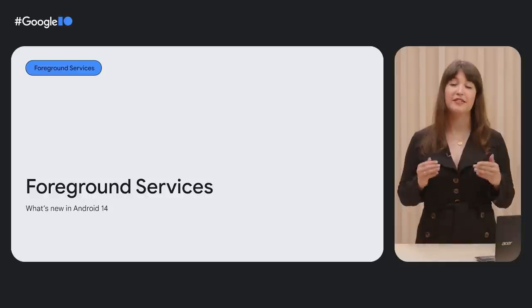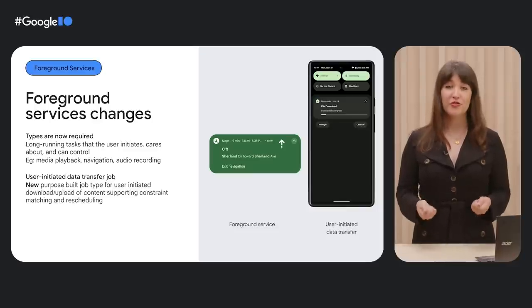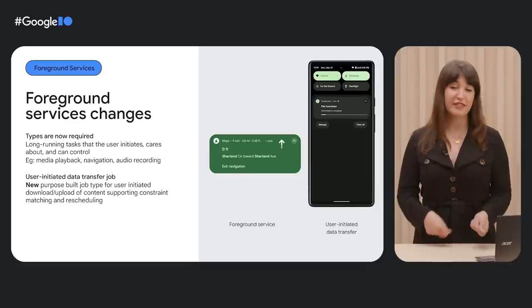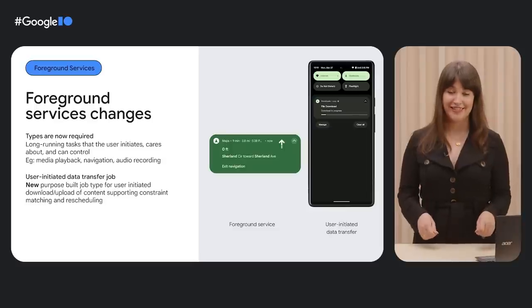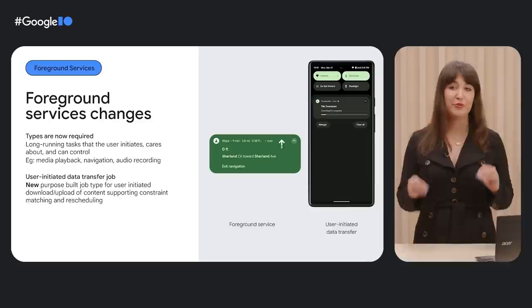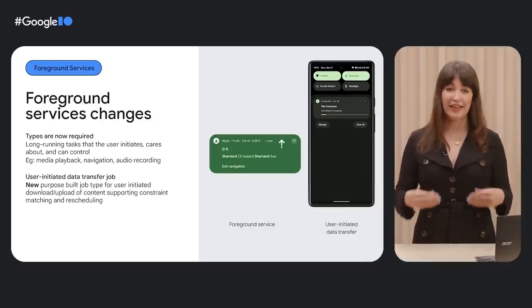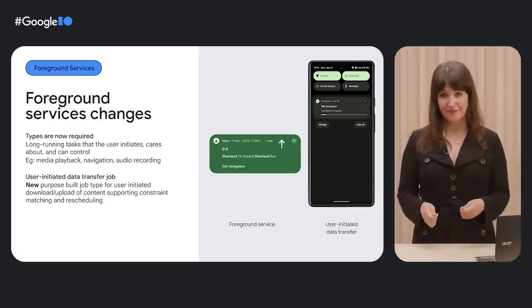In Android 14, we are bringing changes to foreground services. Apps targeting Android 14 require declared types to run a foreground service, along with new type-specific foreground service permissions. Foreground services are useful for user-initiated, long-running tasks that keep going while you're doing something else, for example, navigation or workout tracking. As an alternative to foreground services, in Android 14, we are introducing a new purpose-built API for user-initiated data transfer, which has long-running capabilities, along with job features such as constraint matching and rescheduling.